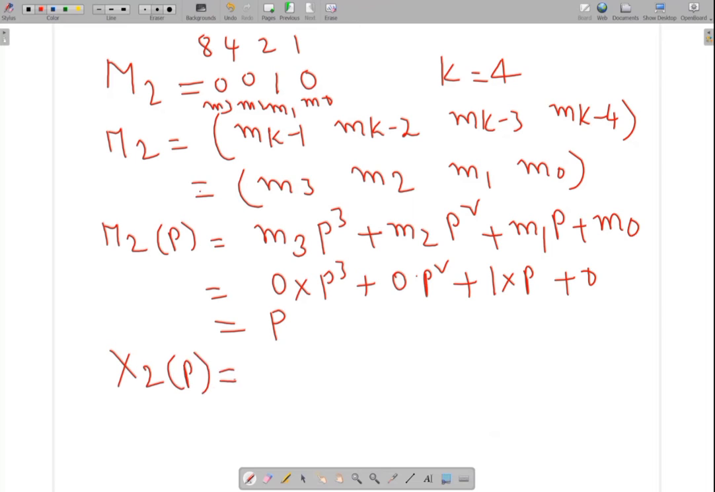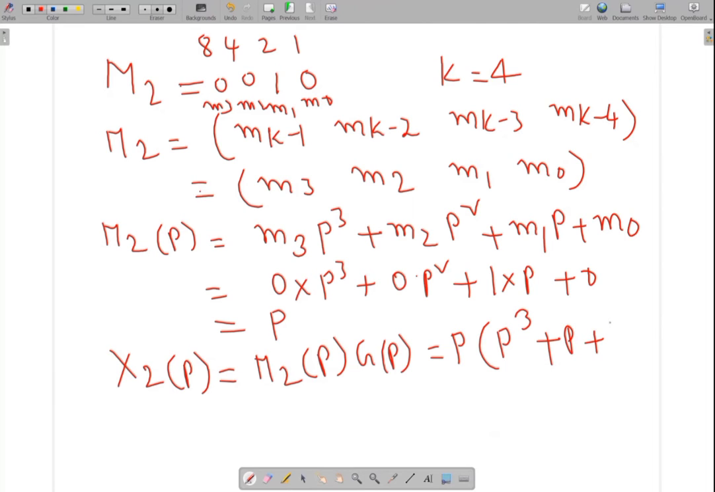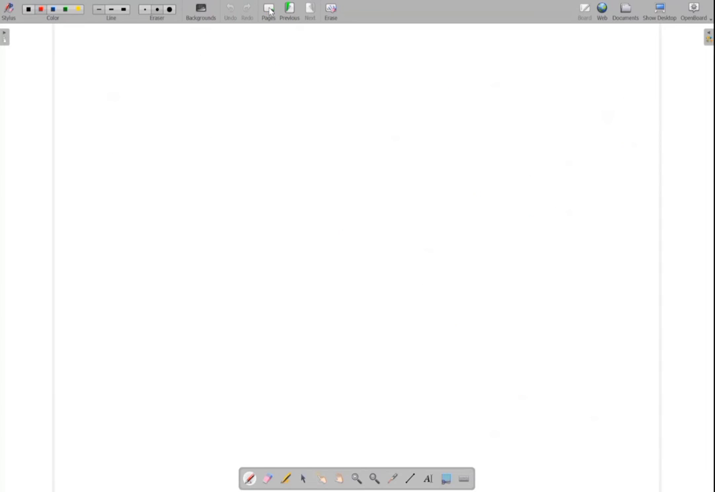x2 of p is equal to m2 of p into g of p. m2 of p is p. g of p is p cube plus p plus 1, that is equal to p power 4 plus p square plus p. This x2 of p is p power 4 plus p square plus p.